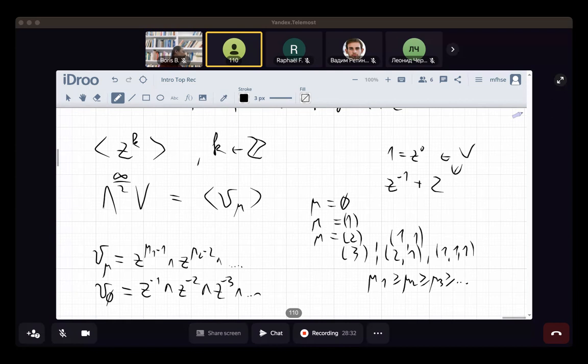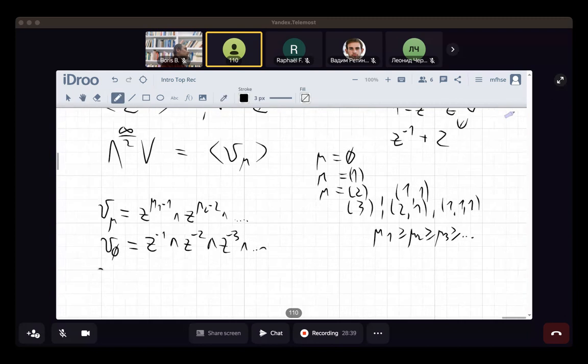Say for example, what is V of 2, 1? It is z to the power of 1 and z to the power of minus 1, and then what else? What's next? Then minus 3, minus 4, minus 5, and so on. Is it clear? Is this V mu clear?